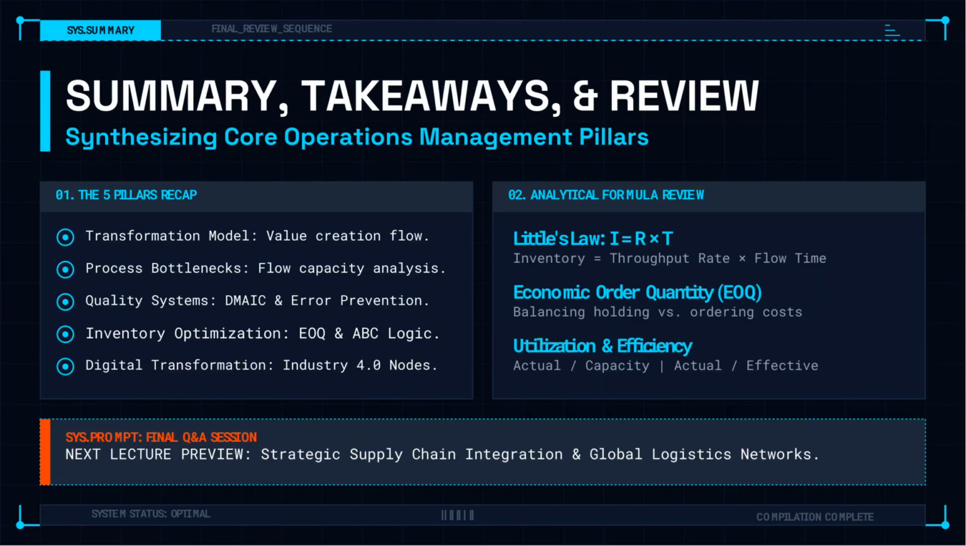To conclude our review, keep in mind our core pillars: transformation systems, capacity bottlenecks, quality control via DMAIC, mathematical inventory optimization, and digital transformation. Be sure you are comfortable applying Little's Law, calculating EOQ order batches, and determining utilization versus efficiency. In our next lecture, we will build directly upon these foundational concepts as we explore strategic supply chain integration and global logistics networks.